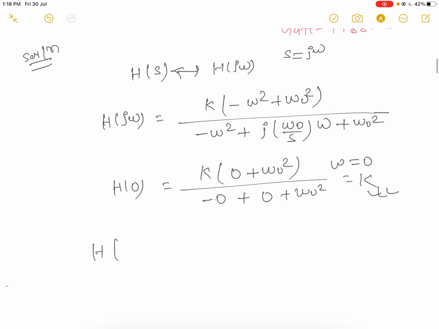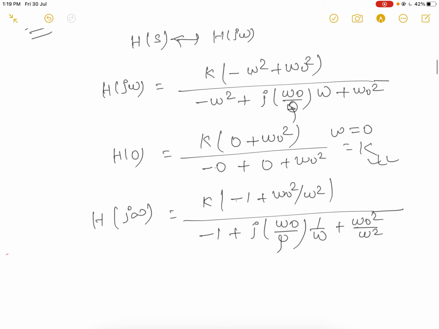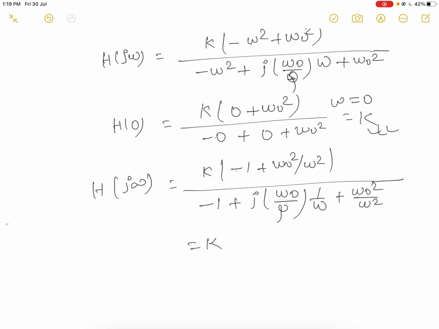Now coming to high frequency, as omega goes to infinity. When you take infinity, first of all divide by omega square: k(minus 1 plus omega naught square/omega square) upon (minus 1 plus j omega naught/(Q omega) plus omega naught square/omega square). Then what will happen when you put omega to infinity? It will become k. It means high frequency will also be passed.